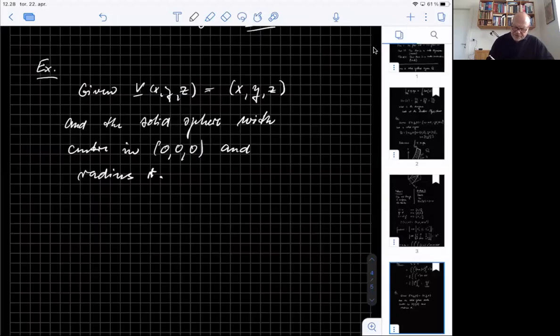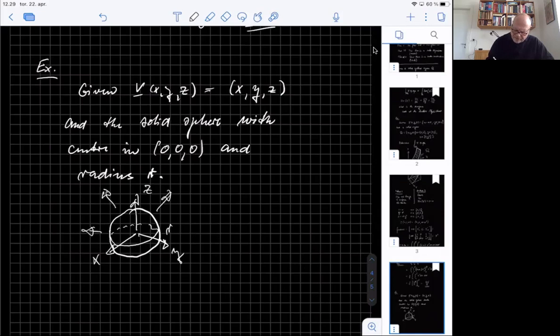Okay, so we have this situation. In an x, y, z coordinate system, we have this sphere here of radius r, and then we have this explosion vector field pointing away from the origin.